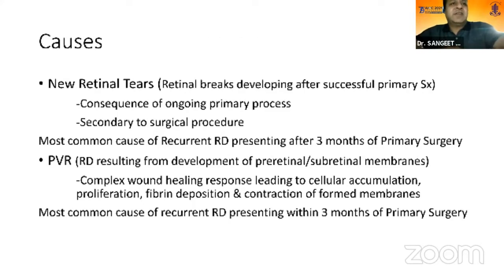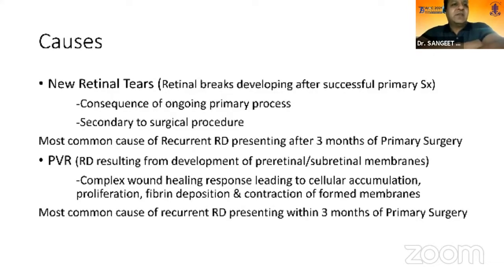And what could be the causes? I think the most common cause of recurrent RD presenting after 3 months of primary surgery will be the new retinal tears. That is the retinal breaks that they are developing after successful primary surgery. And they could be a consequence of the ongoing primary process, or they could be secondary to the surgical procedure itself.